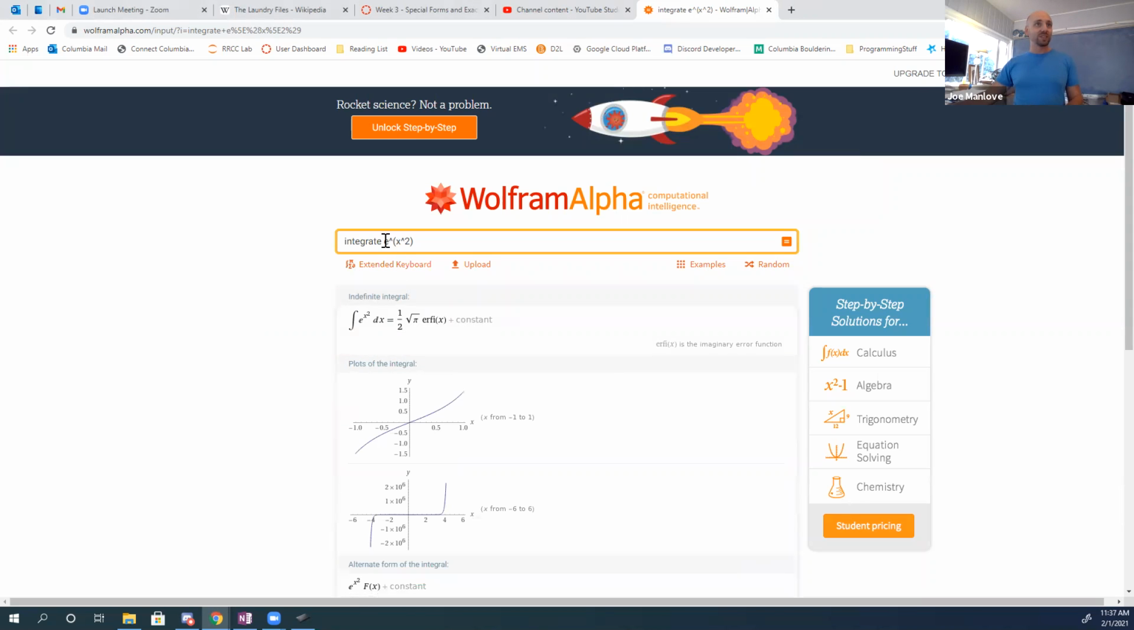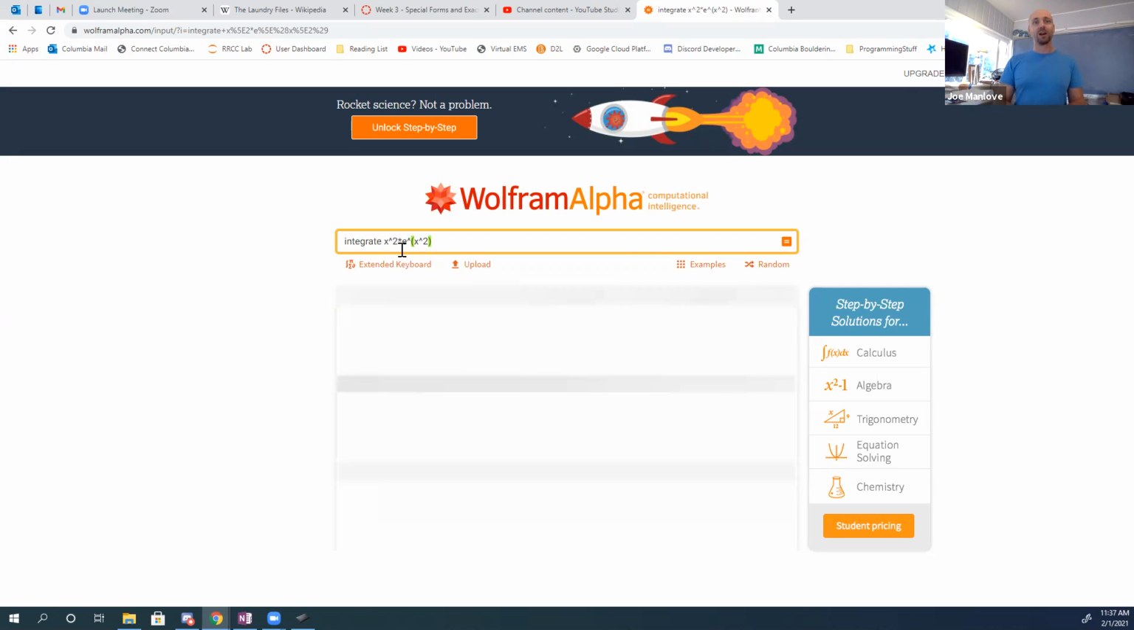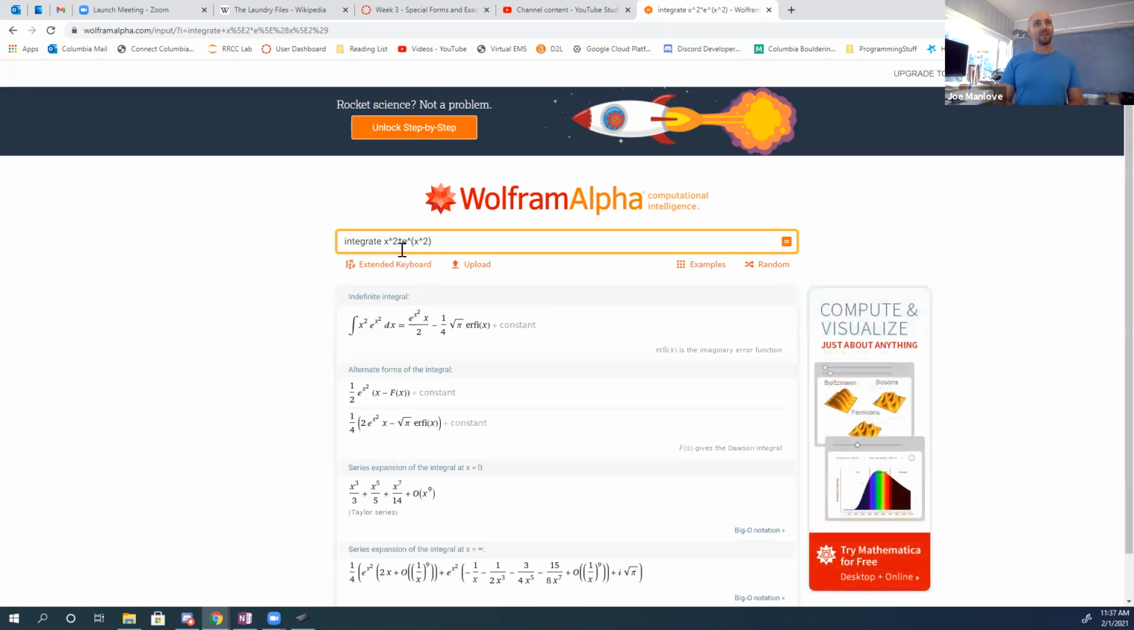Okay, so this one's not quite what I'm trying to integrate, though, right? I'm trying to integrate this. I'm trying to integrate x squared e to the x squared. Oh, crap. Yeah, this one doesn't have a closed form either, which is a little weird. You guys see that?